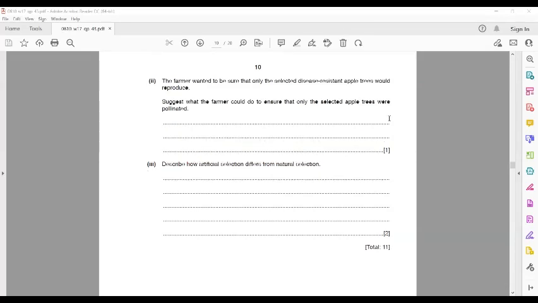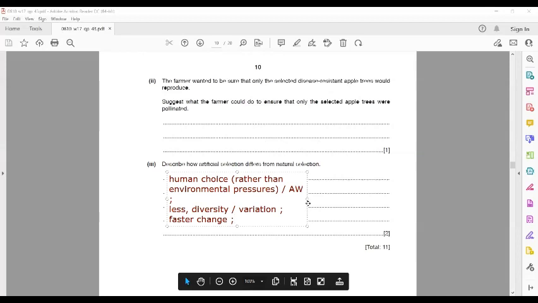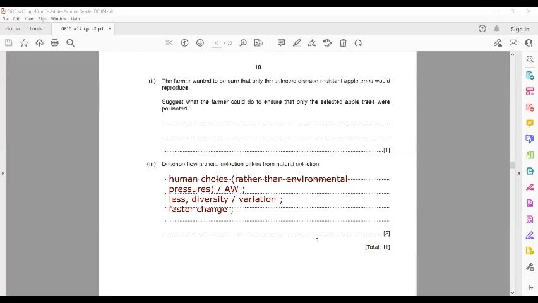The next question: describe how artificial selection differs from natural selection. In artificial selection, man is manipulating the species. So everything is man-involved and is a human choice rather than environmental pressure. And there would be less diversity or variation. It's just those features that are desirable for us, in our favor, that we choose. And also the species will be less fit for the place, so less fitness of the species, because the human is involved here, we choose.